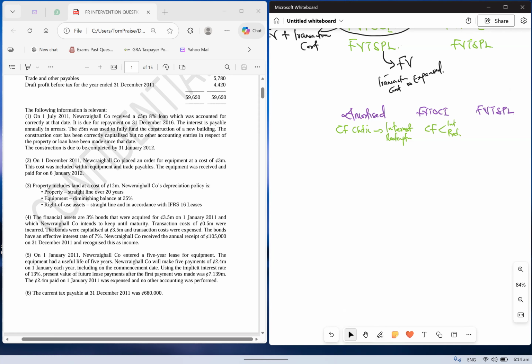But there is another one, we call it the business model test. Now, the business model test, for the amortized cost, you hold it till maturity. So when you intend to keep the thing till maturity, it means it is under amortized cost. This one too, the business model is also till maturity.